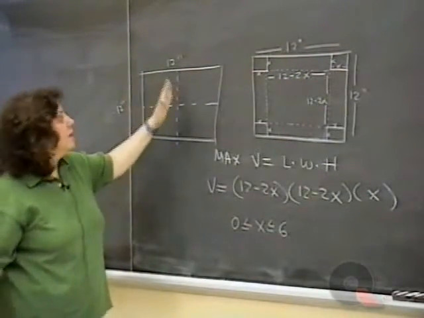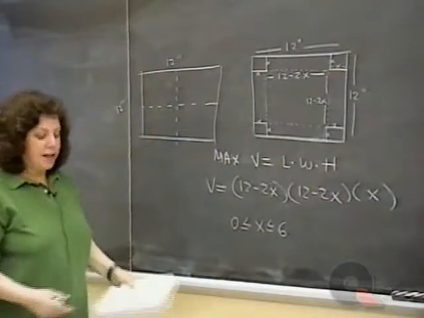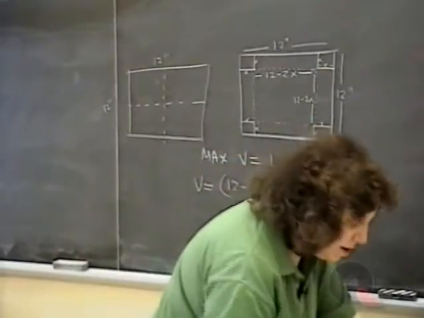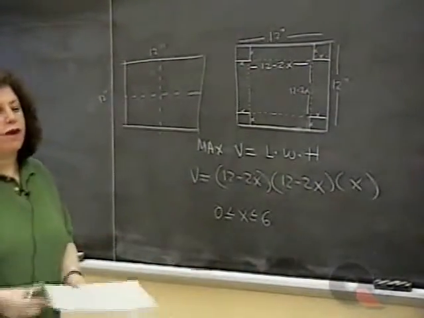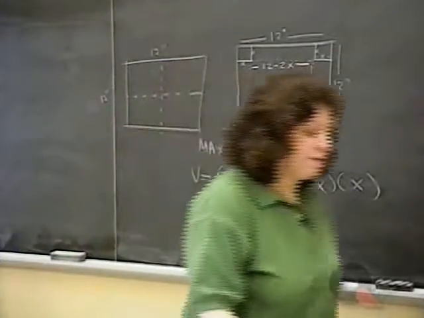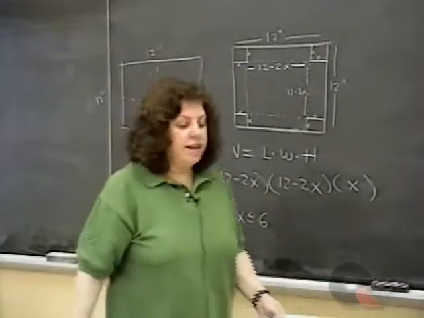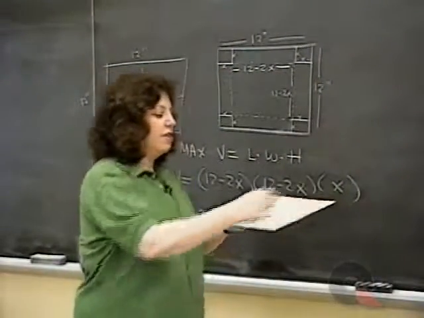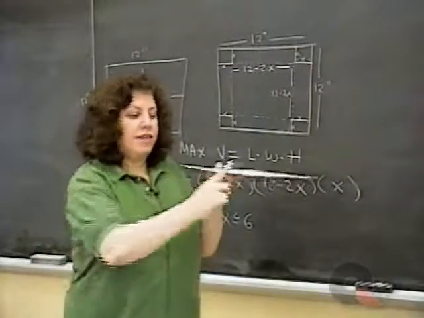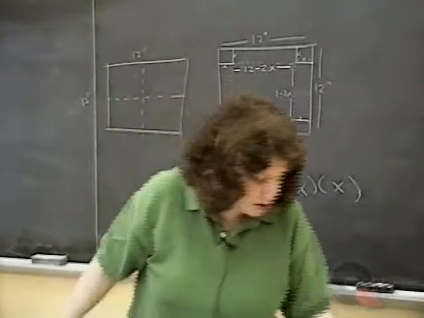You couldn't do 7. 6 you could do, but it would be a very funny box because you'd be holding nothing. I would take my piece of cardboard, cut out squares 6 inches on the side, everything would fall on the floor, I wouldn't have a box. Or I have a box of volume 0. On the other hand, let's say I decide that what I take out is 0 on a side. So therefore, here's my box. The length is 12, the width is 12, but the height is 0. So those are the two extremes.